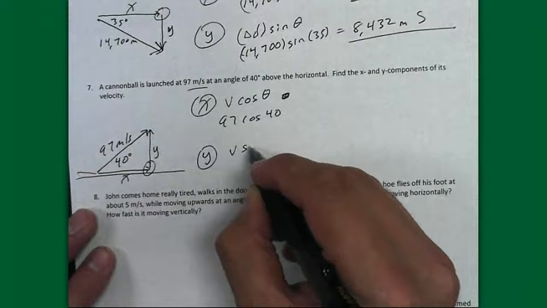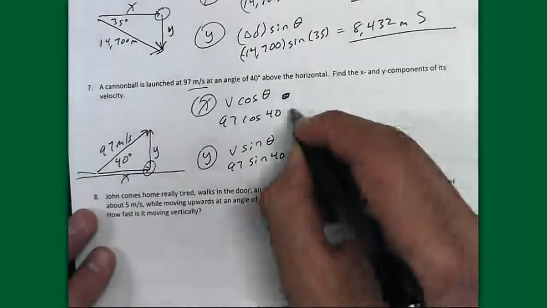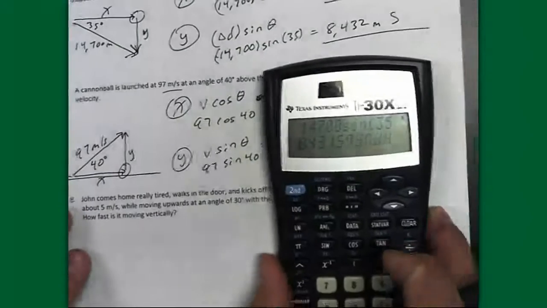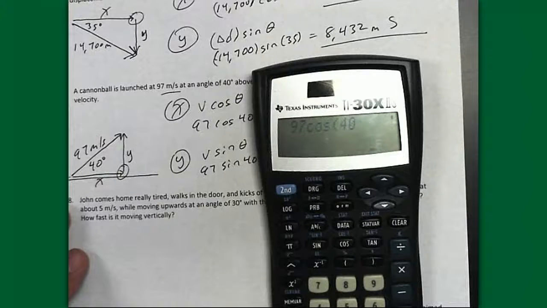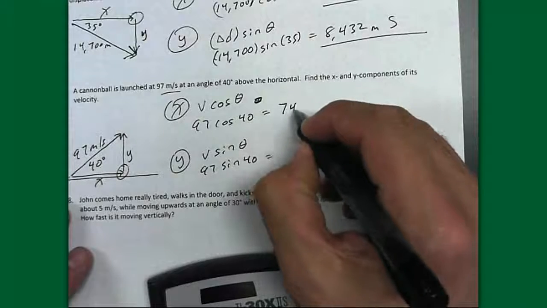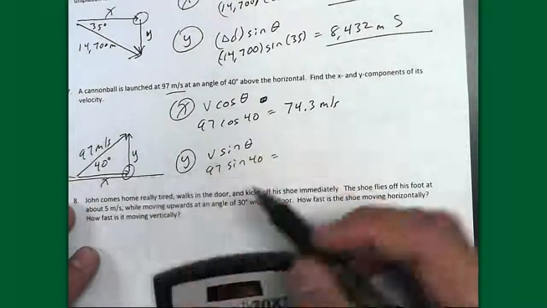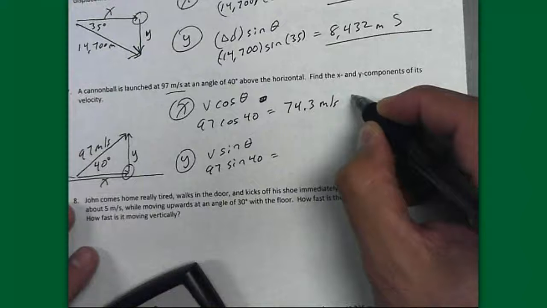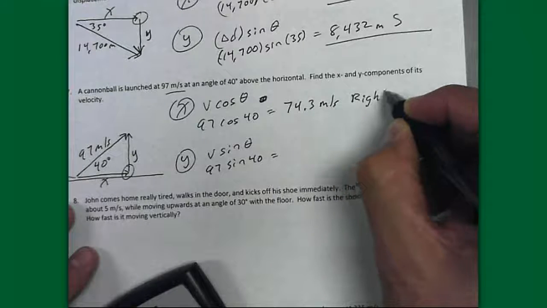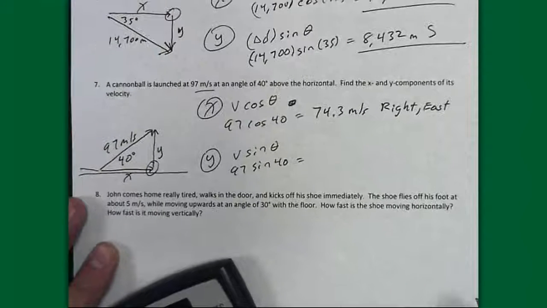The y component is v sine theta, which gives us 97 sine 40, and I can punch that into my calculator real quick. 97 cosine 40, that's my x component, gives me 74.3. Meters per second is still the units, and the direction for my x component is, well, let's just call this right. You can call it east if you want as well. Right or east, some positive direction.